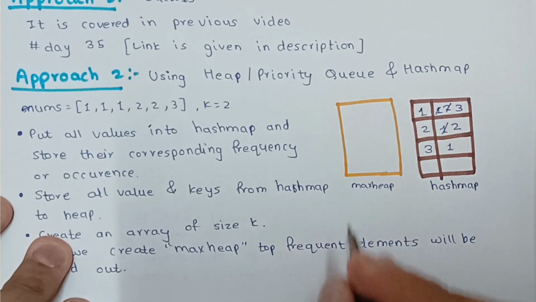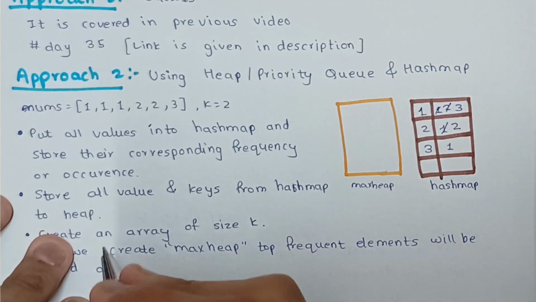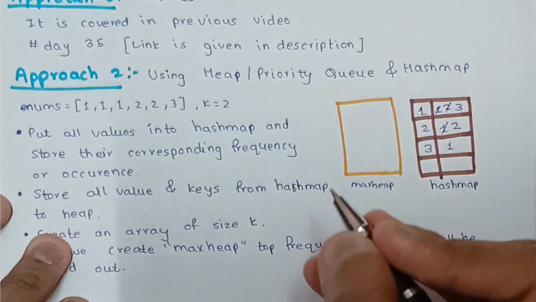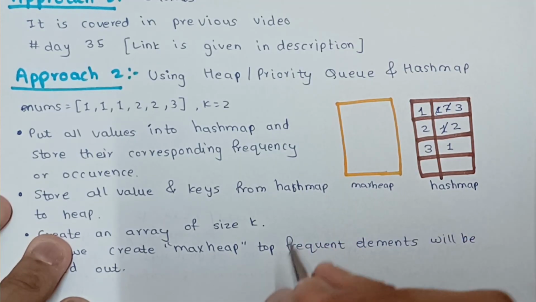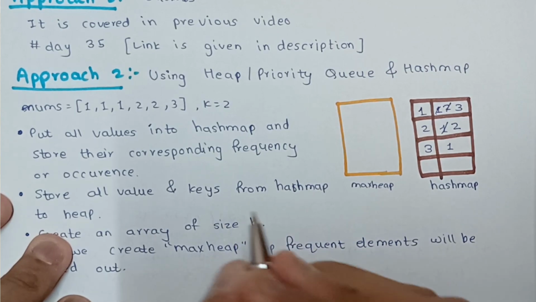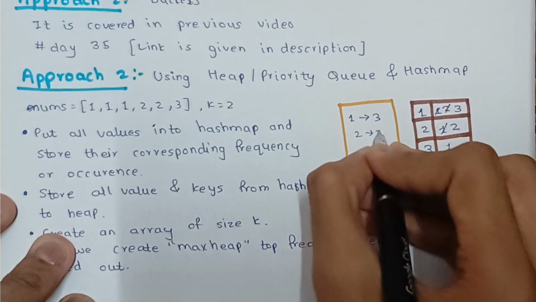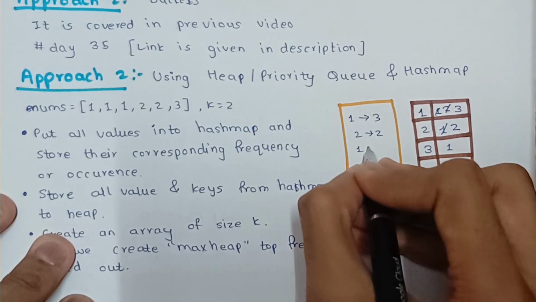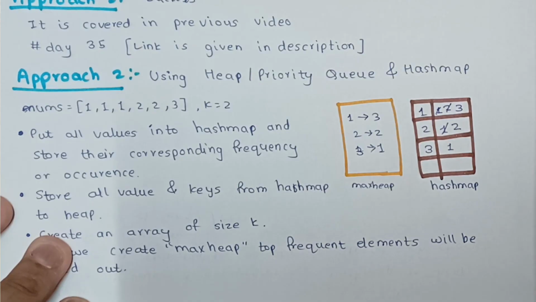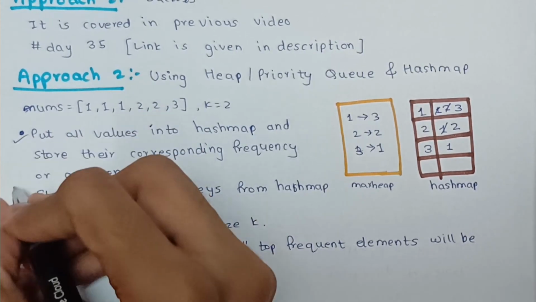So what we will do is store all these keys and values into a max heap. I will show you how to create a comparator, meaning how to store values and keys into the heap from the hash map, while coding. You have to remember that one line only. So 1 occurs 3 times, 2 occurs 2 times, and 3 occurs 1 time. So we have stored the keys and values into the max heap. So this step is done.